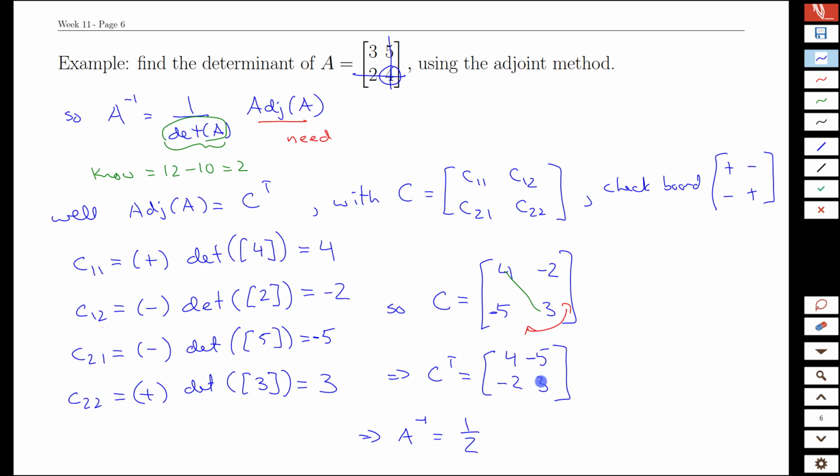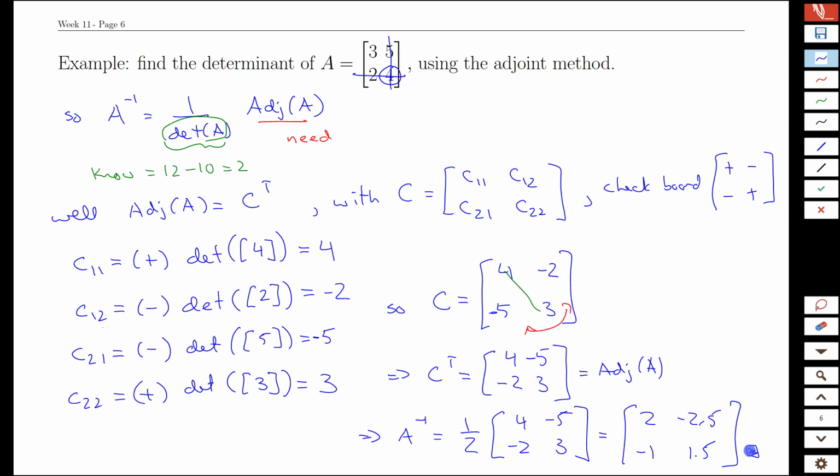And that means that our A inverse is 1/2 the determinant, and this is what we call the adjoint matrix for A. We just put that in. 4, -5, -2, and 3. And that is exactly what we found earlier. That is the matrix. If we multiply the 1/2 in if we want to, 2, -2.5, -1, 1.5.